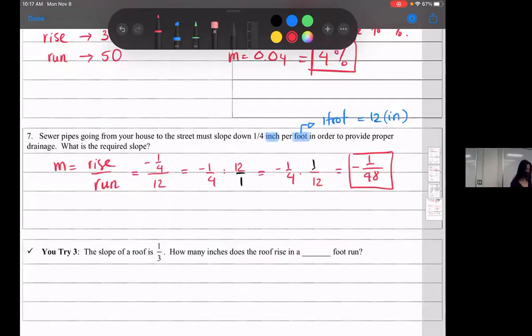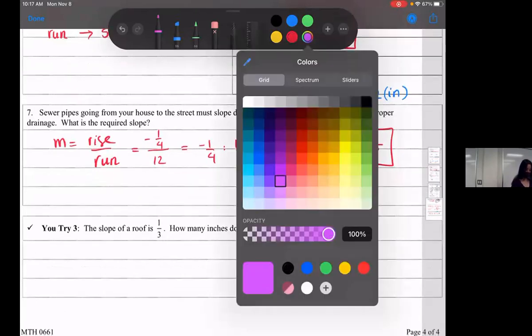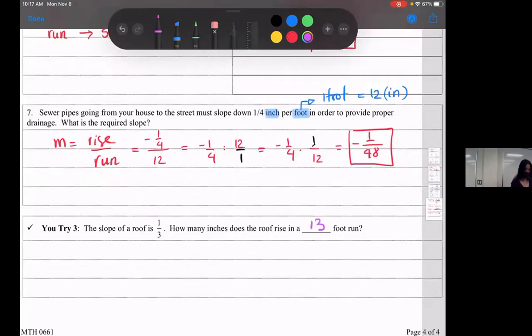All right, you try number 13. The slope of a roof is 1/3. How many inches does the roof rise in a 13-foot run? Let me highlight something for you. They're asking for inches, so convert everything from feet to inches. This one is slightly different than the one I did above. What's the difference? I'm going to give you some hint because you're going to get this wrong.